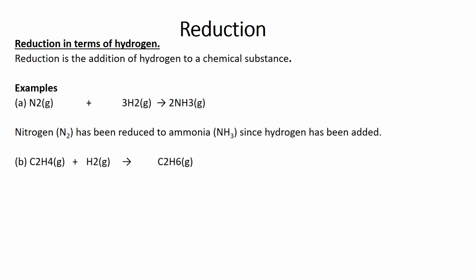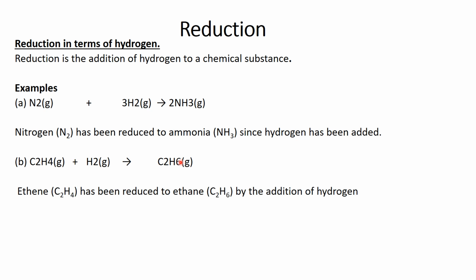The second one is this reaction here, where hydrogen, as you can see here, just a sec. So here we have 4 hydrogens, but here we have 6 hydrogens. So we can say ethene has been reduced to ethane by the addition of hydrogen. Okay, so this is ethane, this is ethene. We're going to learn about this in organic chemistry.